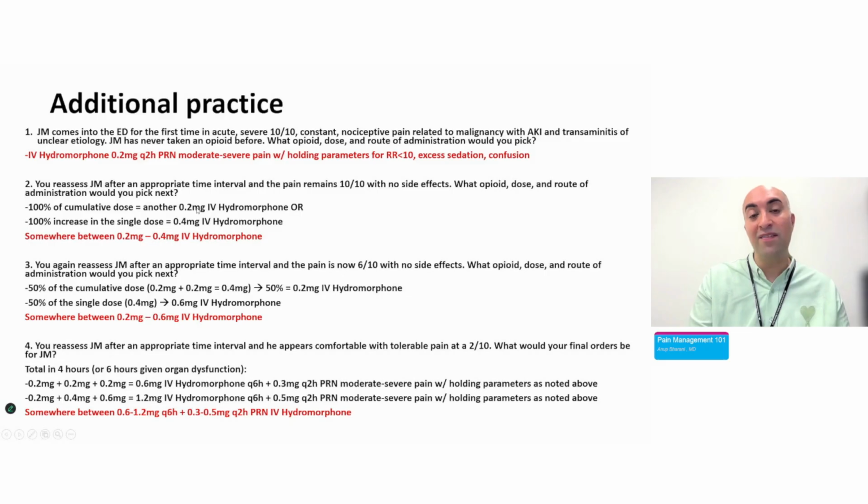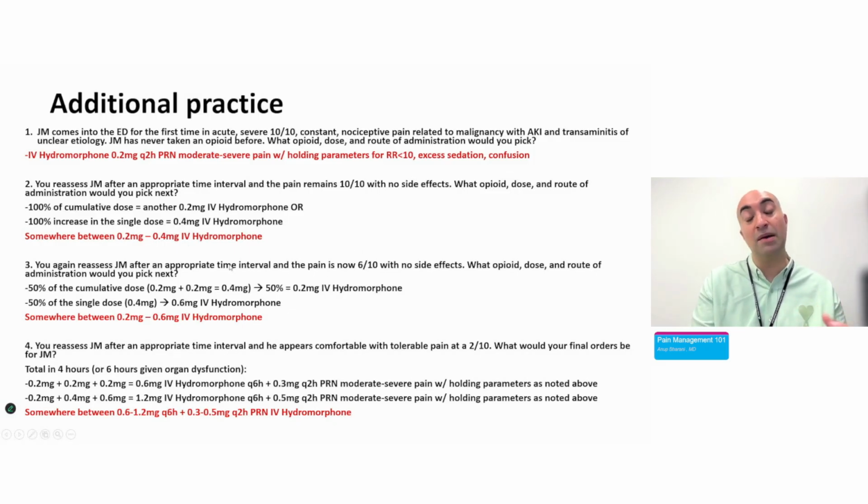So if you had wanted to give him 0.2 again, that would have been very appropriate. If you wanted to give him a full 0.4, that would also work, but the point is that that's the range. So that's what I put here, somewhere between another 0.2 versus up to 0.4. Then when you came back, it went down to a moderate level. So what do you do next?